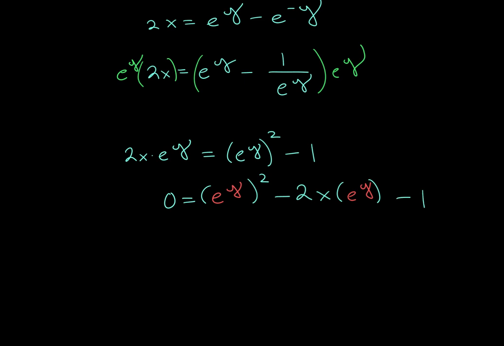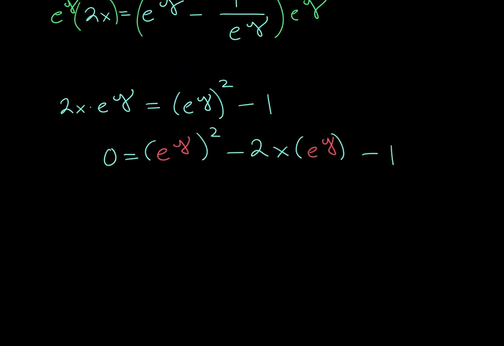minus 1. You're probably thinking to yourself, what the heck is your deal with writing that in red? Well, what I'm noticing is that this is a quadratic in e to the y, so we can use the quadratic formula. E to the y is equal to negative b, so that's 2x, plus or minus the square root of b squared, so that's going to be 2x squared, 4x squared, minus 4 times a times c, so that's going to be plus 4, all divided by 2.